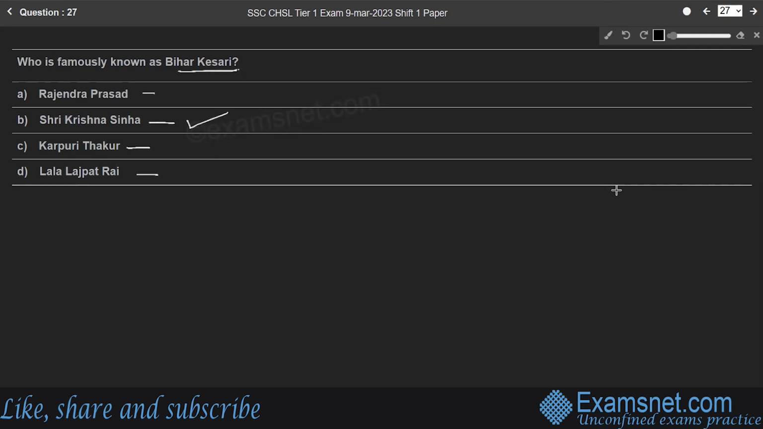He served as the first Chief Minister of Bihar from 1946 to 1961. He also served as the Finance Minister of Bihar from 1957 to 1961, while dispensing his duties as the Chief Minister. Therefore, option B is the right answer.